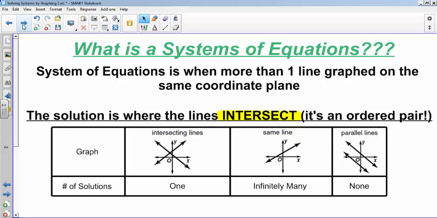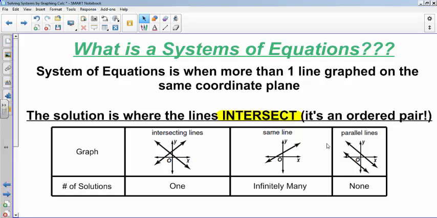A system of equations is when we have more than one line graphed on the same coordinate plane. The solution is where the lines intersect, so that's going to be very, very important here. When we were looking at quadratics, we knew what the solution was. When we're looking at systems of equations, the solution is where the lines intersect, and you're always going to give me that answer as an ordered pair.